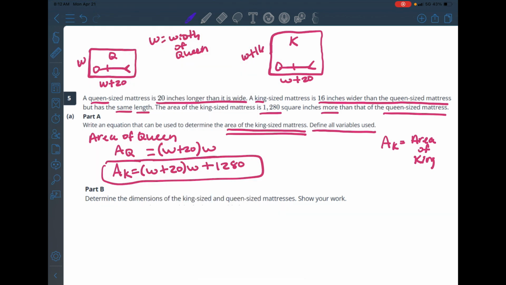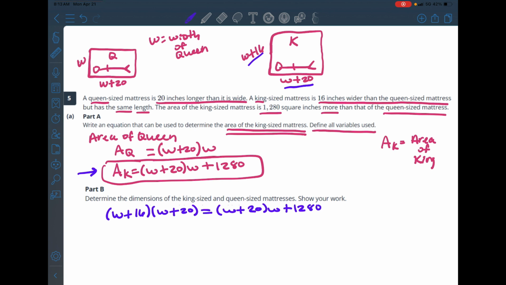So I know that this is the area of the king size mattress, but if I'm looking at my king dimensions up there, remember it's just length times width for my area. I have what my length is and I have what my width is. So that could also be an equation for the area of my king size mattress. So now that I have two equations, I could make them equal to each other, and I could solve for W, and then it makes it easy.